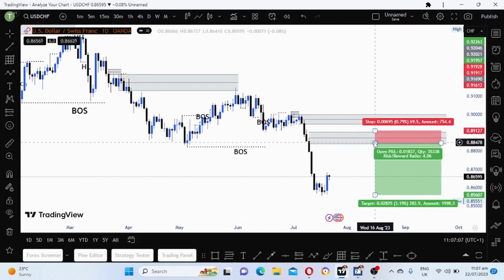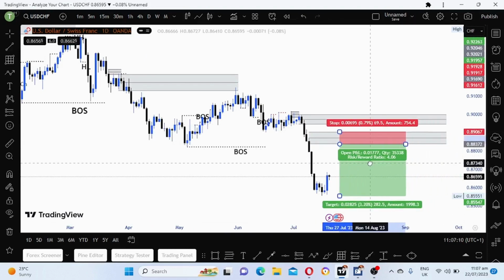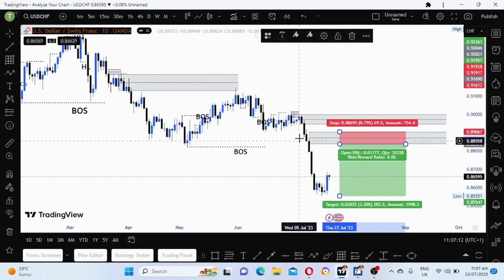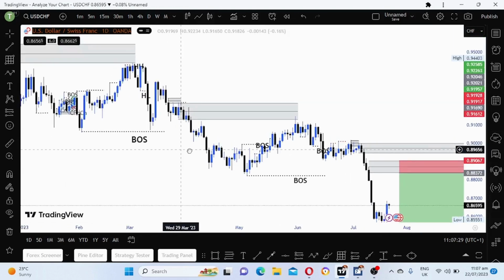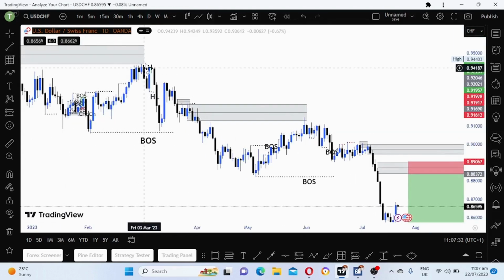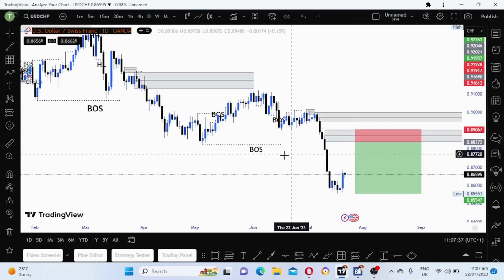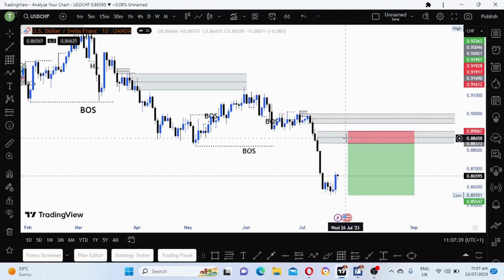I'm just waiting for price to come to this supply zone. If price comes to this supply zone, I enter a sell aggressively, or I'll wait for a change of character on a lower time frame like H1 or M15. As you can see, we are making lower lows and lower highs. As a break of structure, we made a lower low. Now we are expecting a potential lower high.